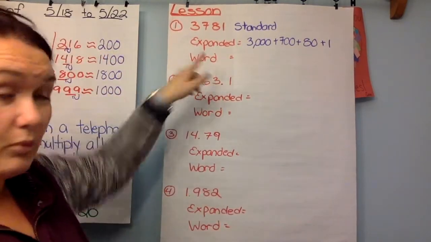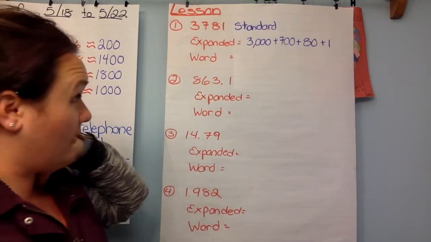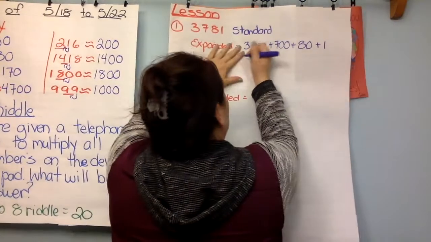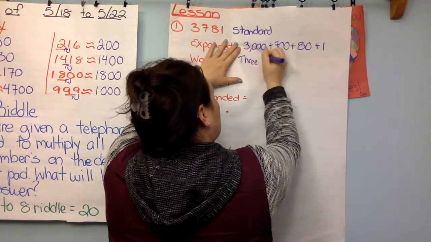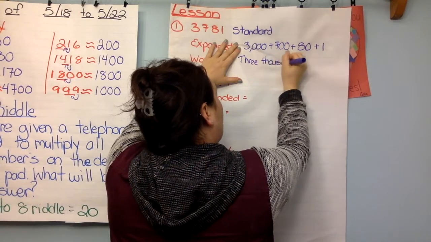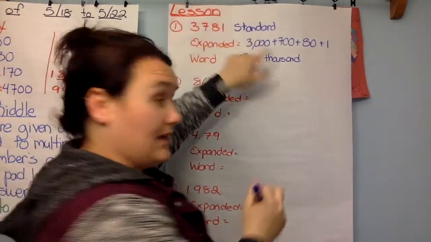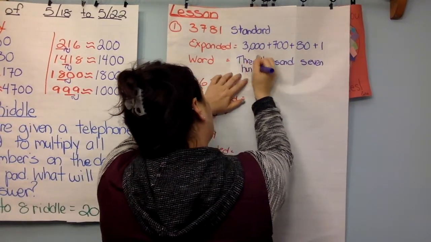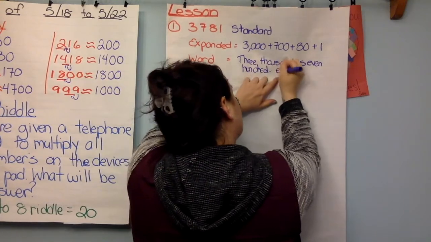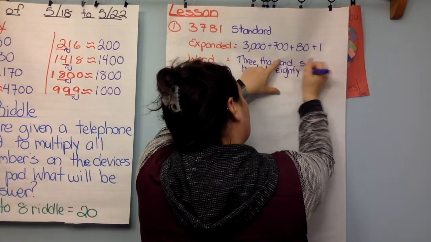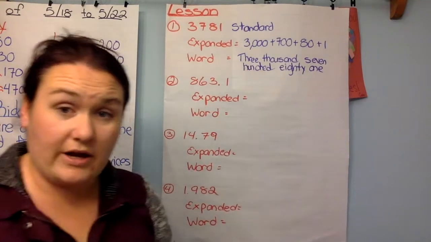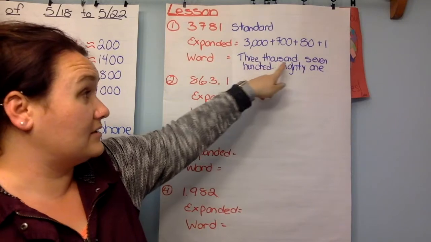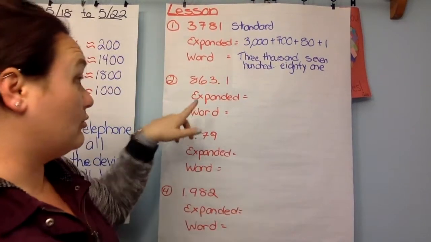Okay, so word form. When you are working on your word form, write it as you say it. So we're going to start with 3,000, 781. Now, if you heard me correctly, I never said the word and because and only represents a decimal. So 3,781. Okay, we're going to move into our next number.